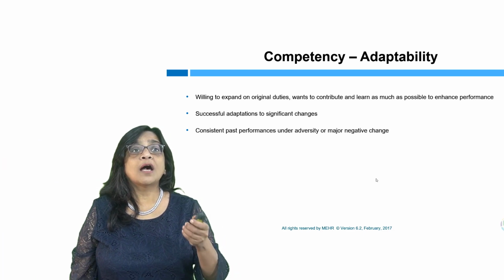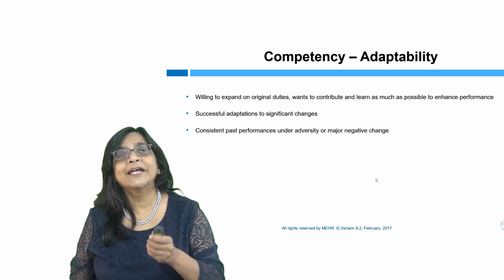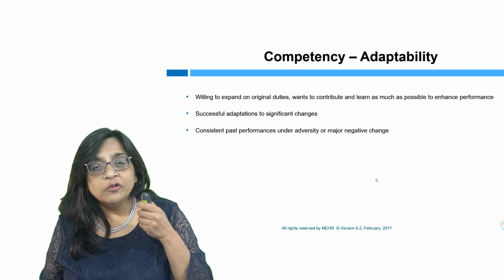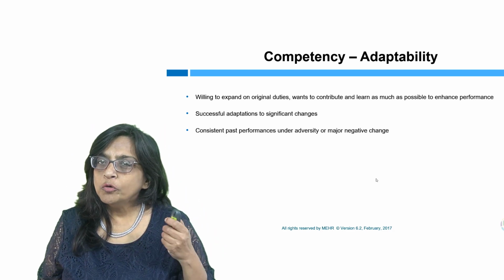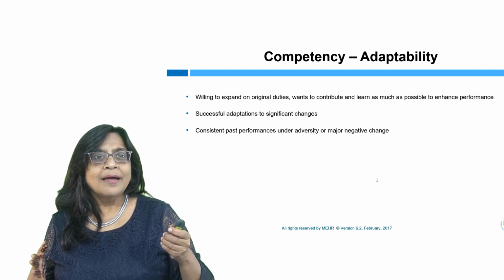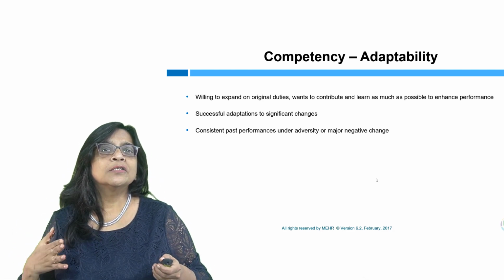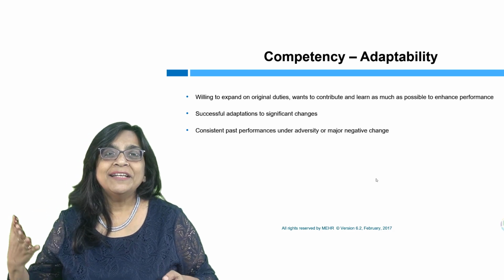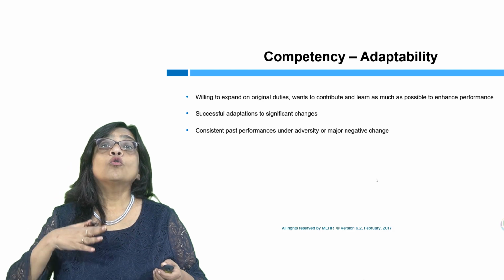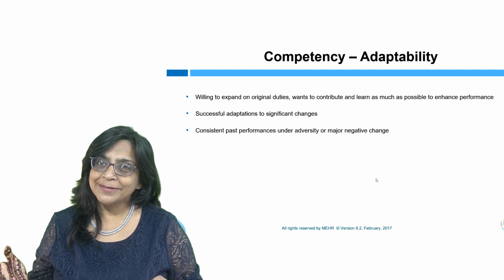Consistent past performance under adversity or major negative change. This is a third indicator. You have to dig and find out, did this person go through some major traumas in life? Did they have to do something? And when you look at the negative changes, how well did this person adapt himself or herself to get over those negative circumstances?